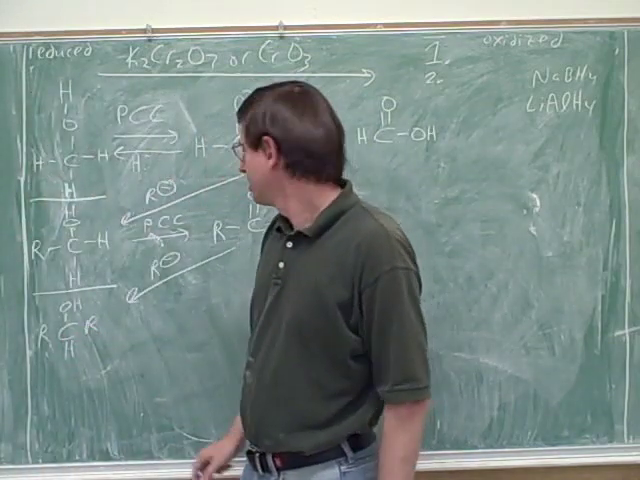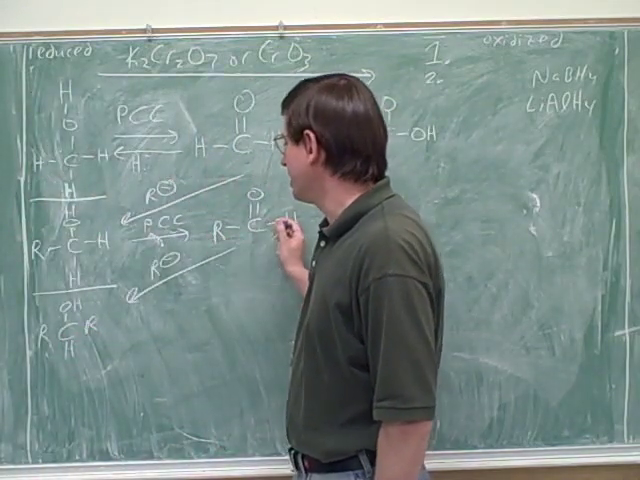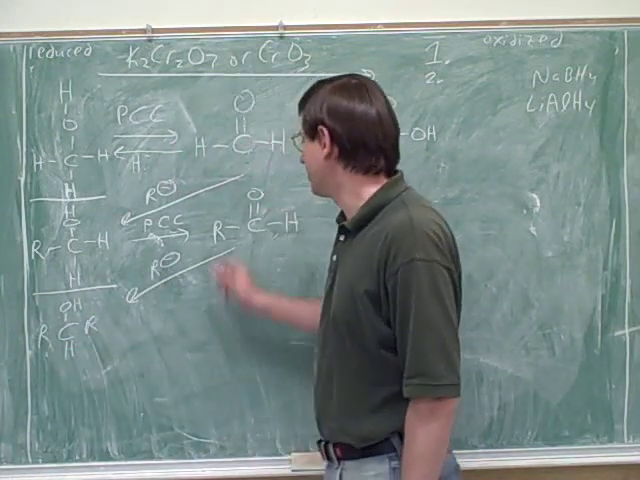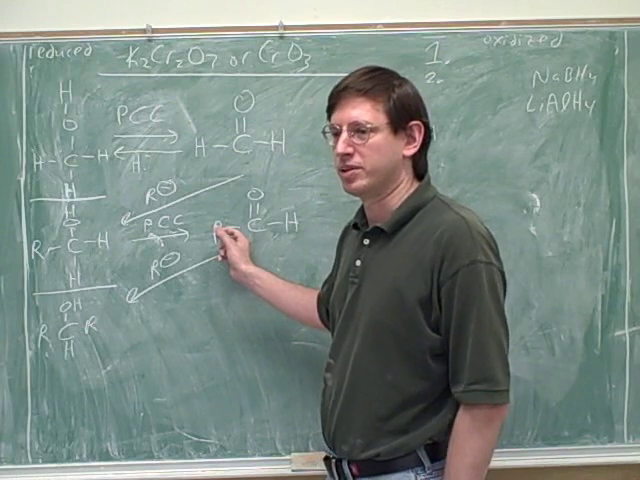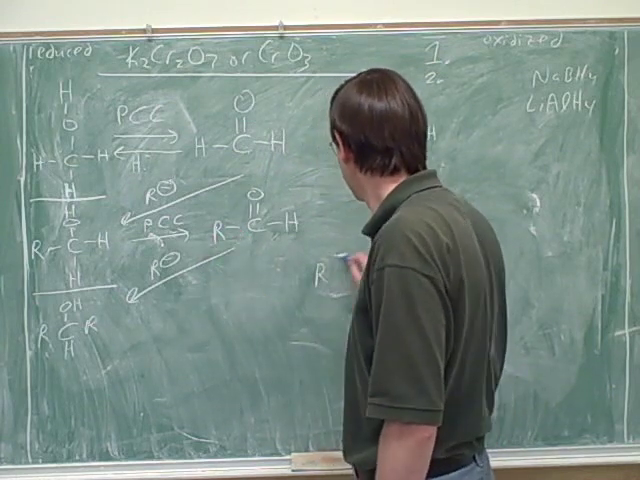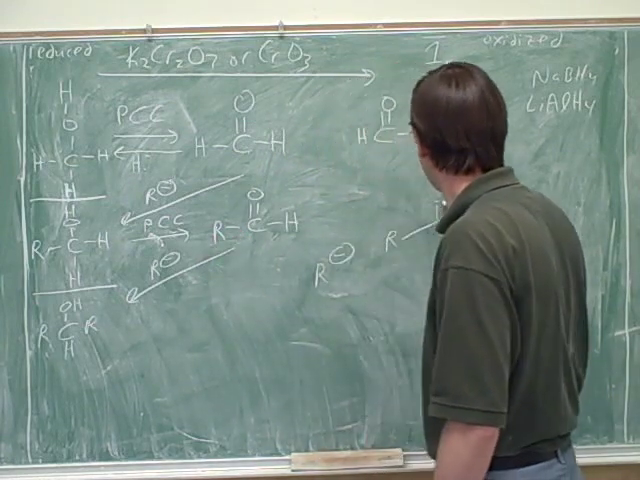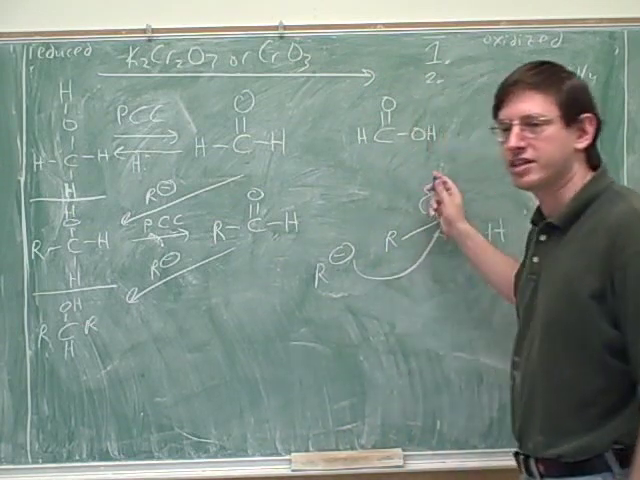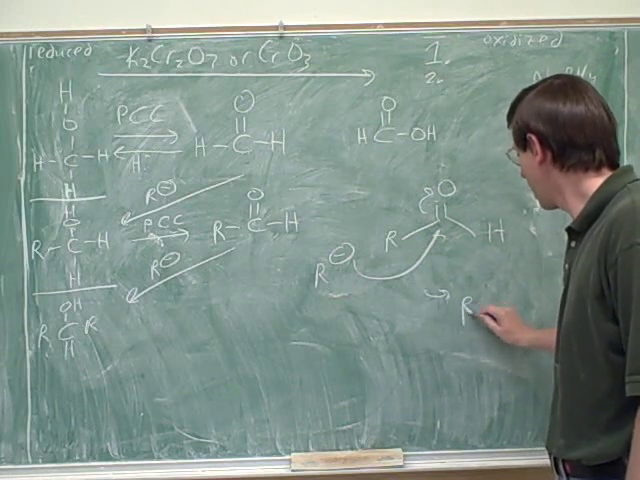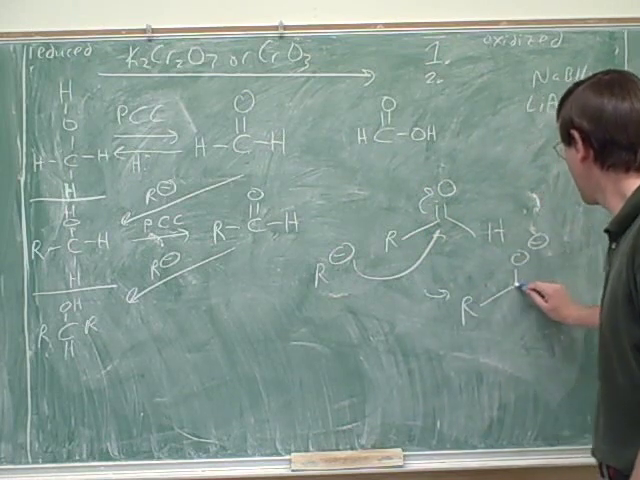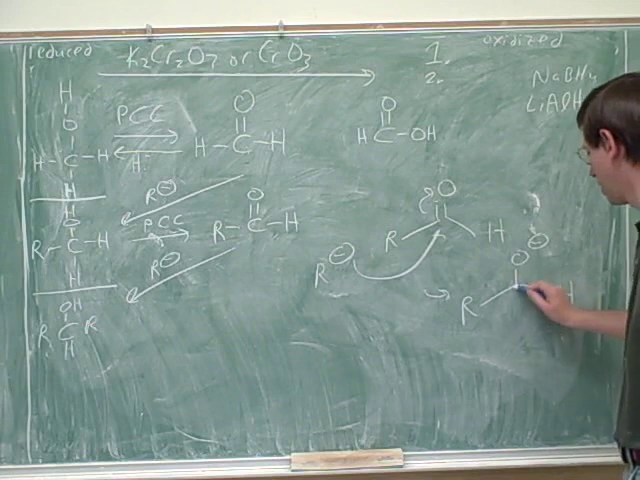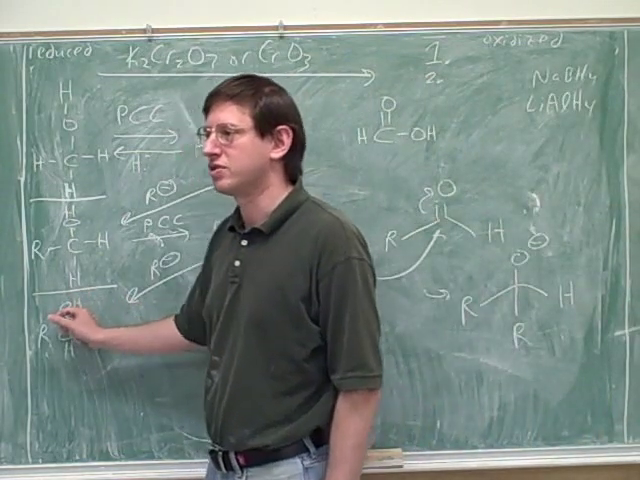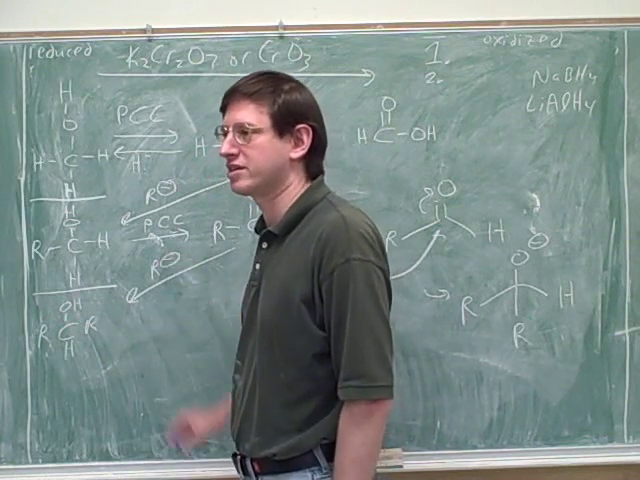That would give us this. So this has 1 R and 1 H, and now it has 2 R's and an H. We just added this other R in here. Again, you could go through the mechanism for this. We've just seen that mechanism a couple of times, how the R minus comes in and attacks over here. And then you protonate the oxygen, which gives you this. So again, in the second step, we have to add the H3O plus to get this.